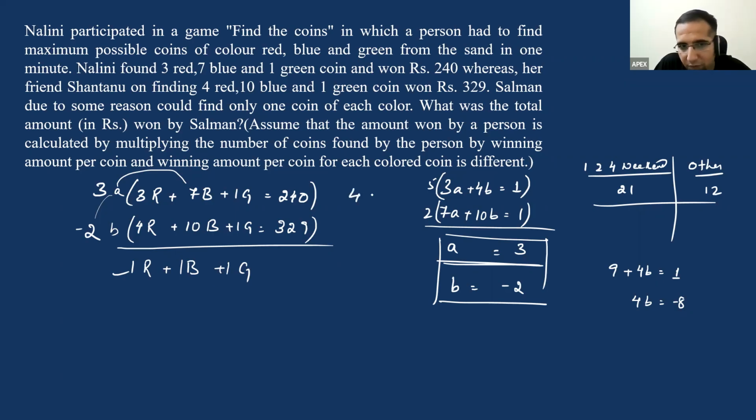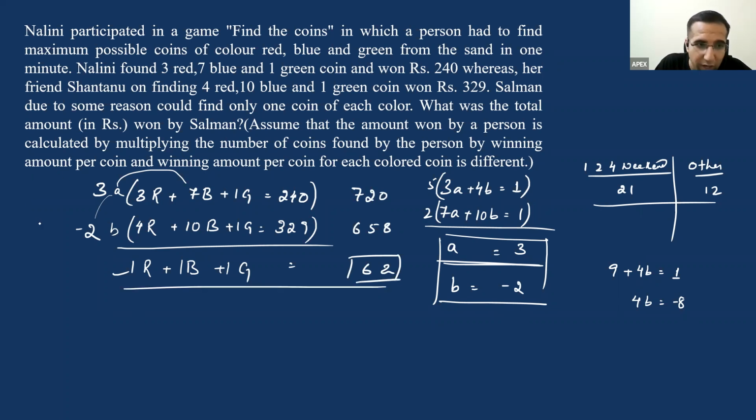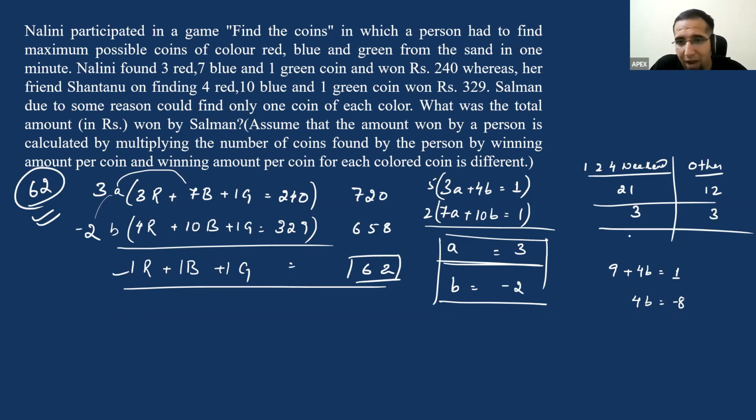So your final answer is going to be 3 into 240. 3 into 24 is how much, guys? 720. And 2 into 329 is 658. So you get 62 here. Therefore, the value of 1R plus 1B plus 1G is equal to 62, and that should be your answer. We had seen this in the first chapter of our course, as a model like this. You should not have missed it. 3 marks here and 3 marks here. So by now we are at 24 out of 15.